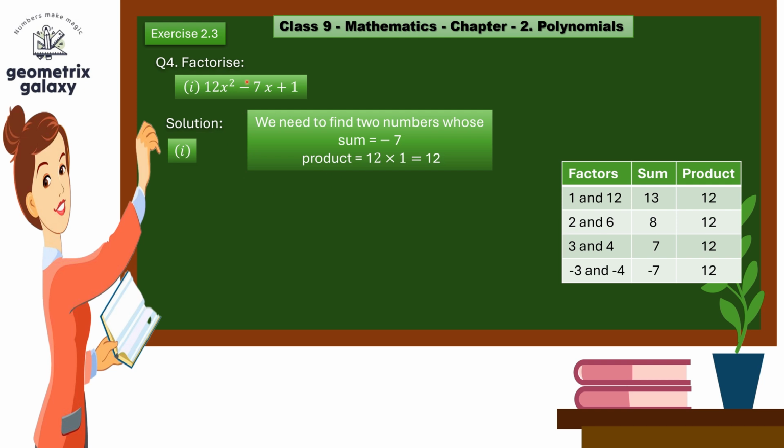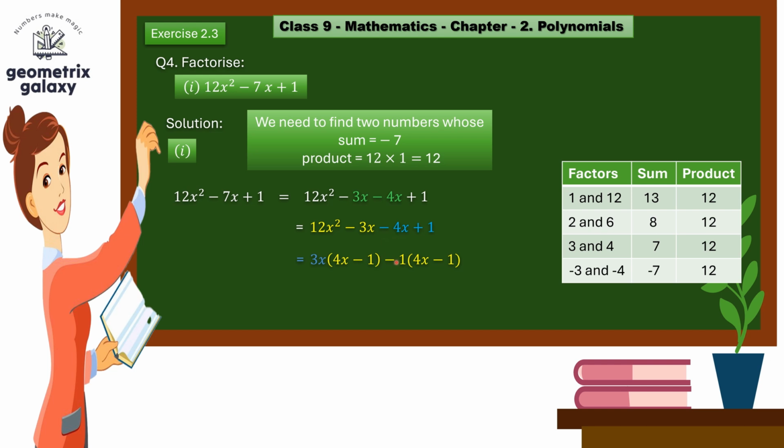Now let us split the middle term minus 7x as minus 3x and minus 4x. So the polynomial becomes 12x squared minus 3x minus 4x plus 1. Now we have 4 terms, but there is no factor other than 1 common to all the 4. So we will take the common factor out in the first 2 terms. Next we will take the common factor out in the third and fourth terms. So in 12x squared minus 3x, we have 3x as common. So we can write it as 3x into 4x minus 1.